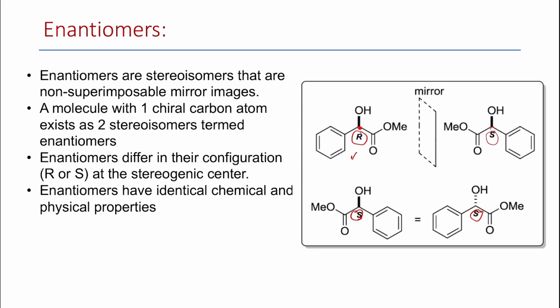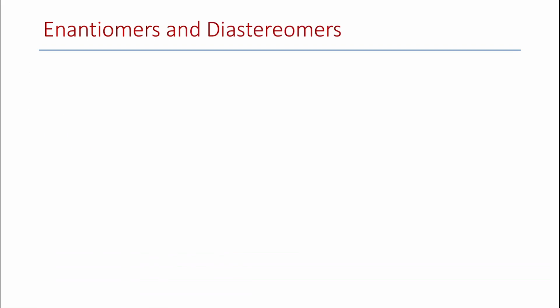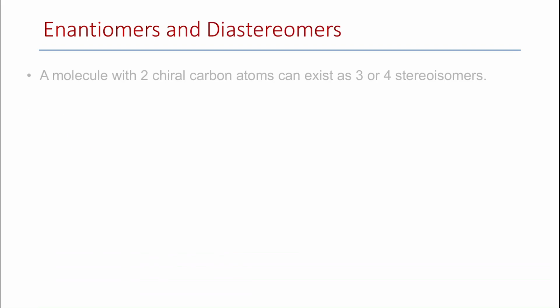The enantiomers have identical chemical and physical properties. They only differ in their rotation of the plane polarized light. Their rotation of plane polarized light is equal but in opposite direction, and this is the only difference between enantiomers. So what are diastereomers?